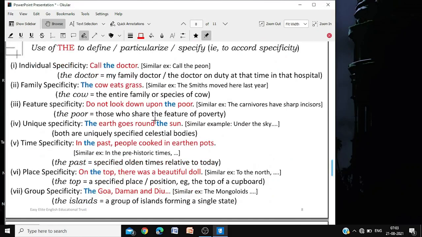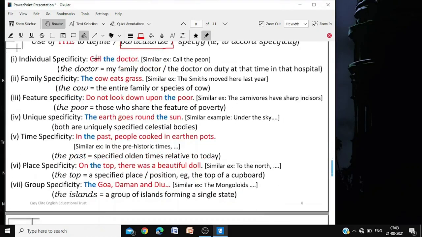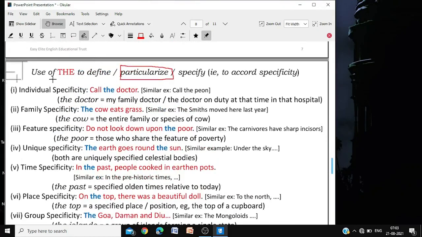Now, use of the to define or particularize. The use of the definite article. This is a definite article. The is to define or particularize or specify. That is to accord specificity. When we want to particularize or we want to define, or when we want to specify, that is, we want to accord some specificity.